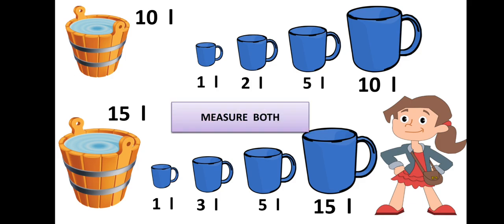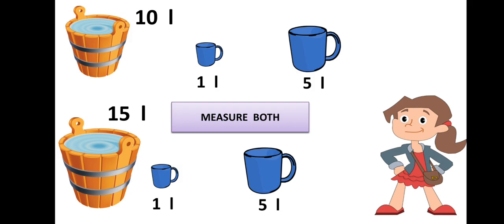Next condition, remember, she has to measure both the 10-liter and 15-liter. So she just sorted out which is present in both the options. Means in 10-liter also that is there, in 15-liter also it is there. So she gets the 1-liter mug and the 5-liter mug are present in both the sets.